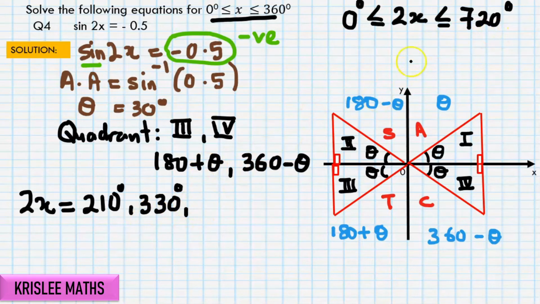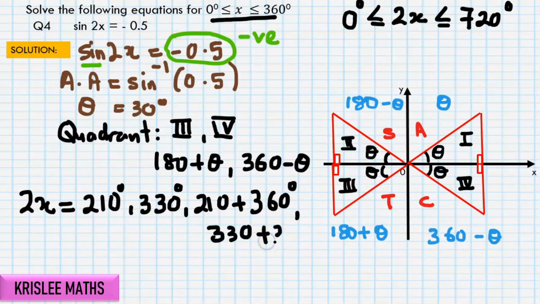Now, since the range is until 720, therefore you have to add to the first answer here, 210. You have to go one more round, therefore you add 360 degrees. The same thing you do for 330, plus another 360 degrees. Okay, next you have to calculate the x.